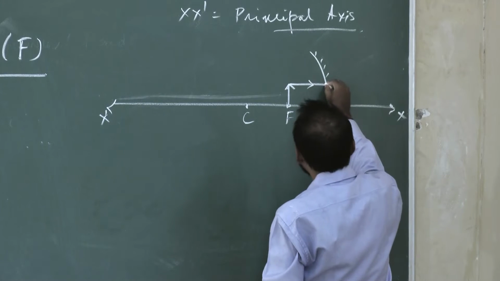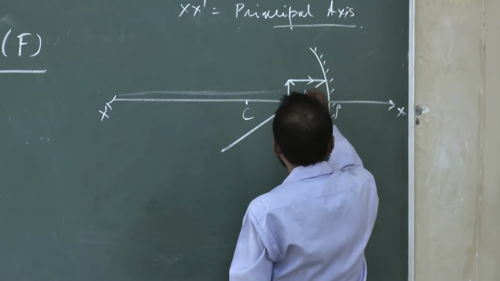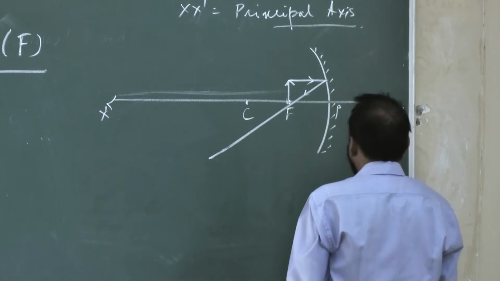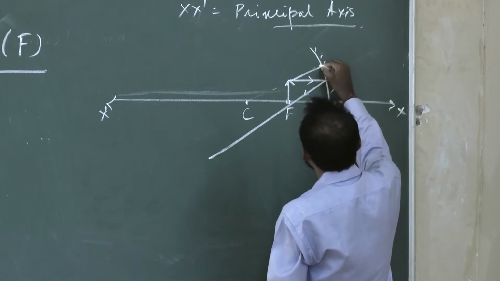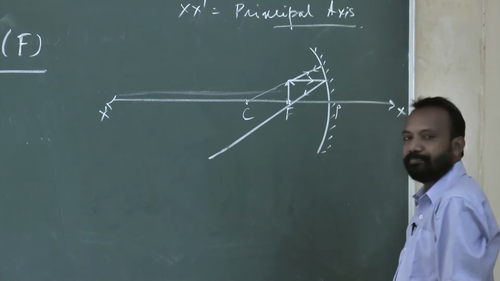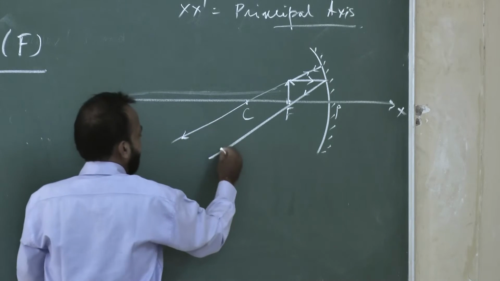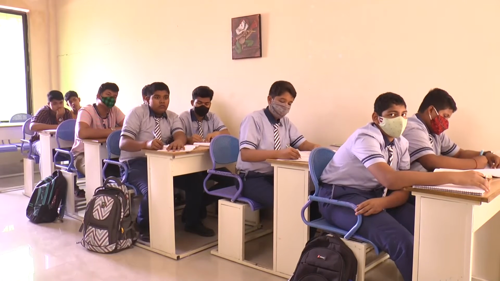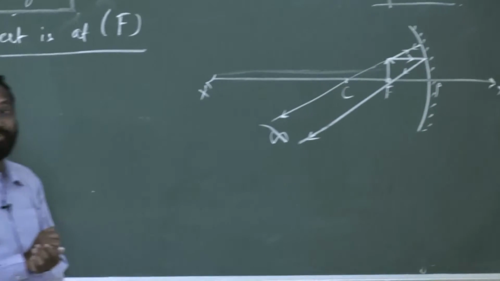It will pass through the focus after reflection. This reflected ray is passing through the focus, right? And the second ray is falling perpendicularly and returning back, passing through the center of curvature. The second reflected ray and the first reflected ray are going to meet at infinity. They are going to meet at infinity.